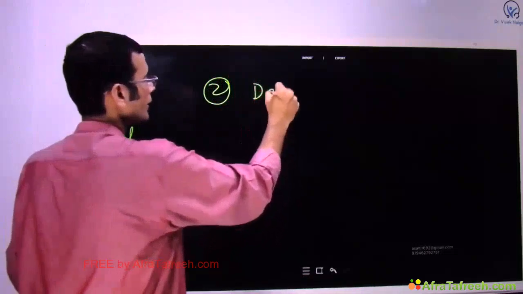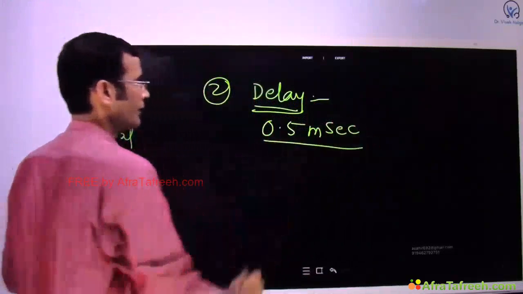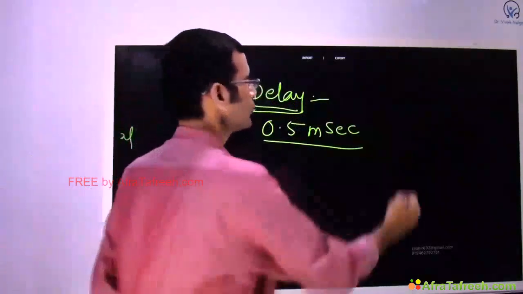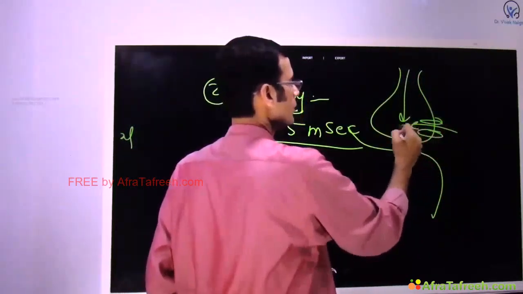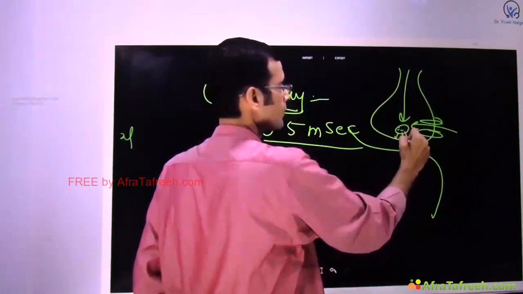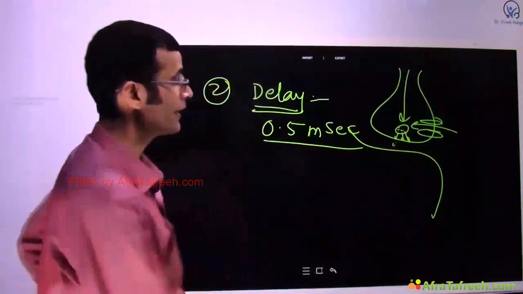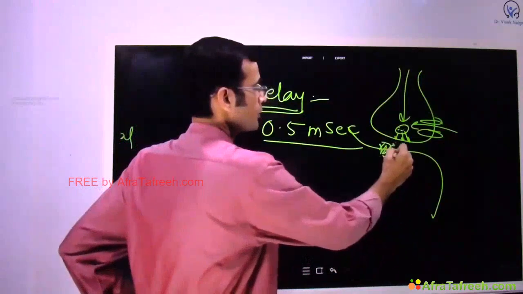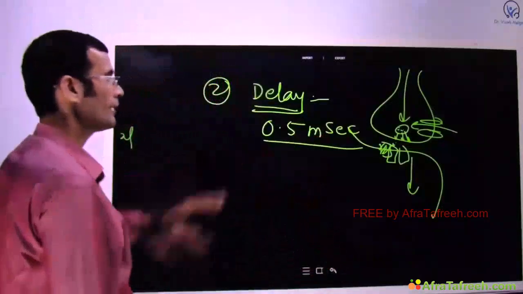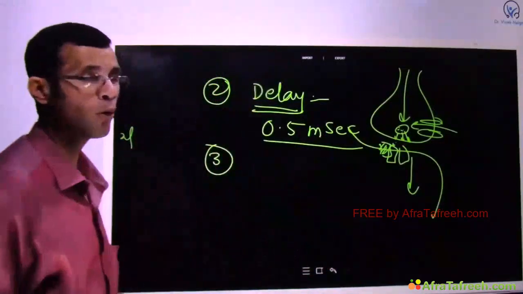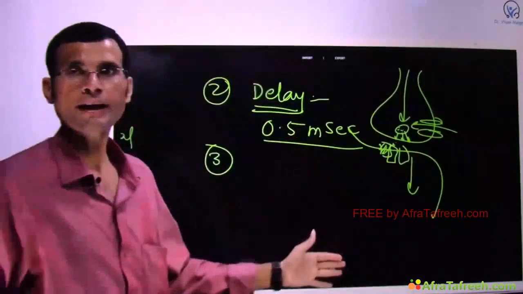Second is delay. At every synapse, there is a delay of 0.5 milliseconds because, as you know, the impulse arrives at the presynaptic terminal, calcium channels open, calcium comes in and the neurotransmitter vesicle migrates to the membrane, and then the transmitter is released by exocytosis. Then it will combine with the receptor on the postsynaptic membrane, and then the impulse will be generated for the next neuron. But this will take some time, and that's 0.5 milliseconds. So the more the number of synapses in a pathway, the more time the impulse will take to travel from point A to point B.